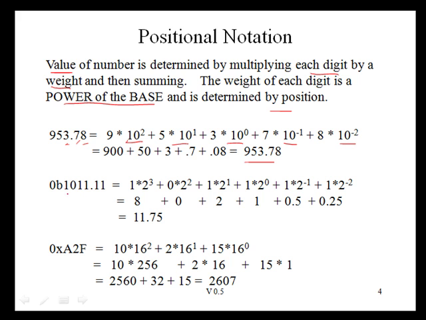So if we're converting from a number that is not base 10 to base 10, all we do is simply multiply each one of these digits by its weight, sum them together, and we'll get that decimal equivalent.